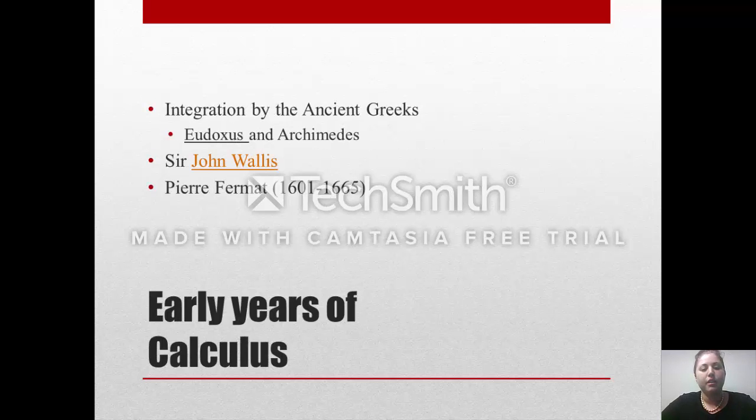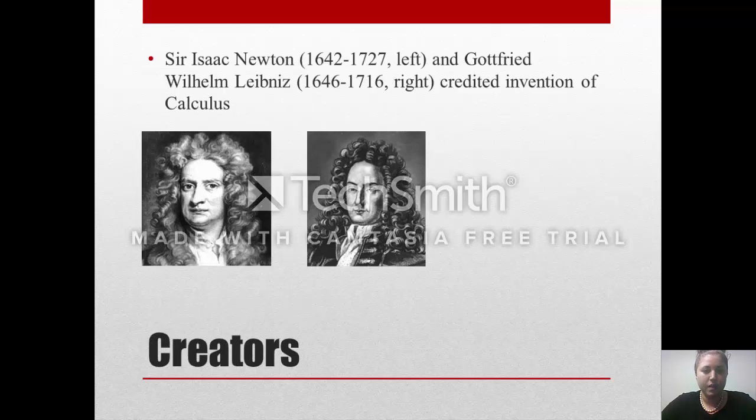If we look at the early years of calculus, integration was first thought of or invented by the ancient Greeks, Eudoxus and Archimedes. Then we moved to Sir John Wallis and Pierre de Fermat, who worked through tangents and also worked closely with trying to find integration, but never put the piece together that integration is the inverse of differentiation.